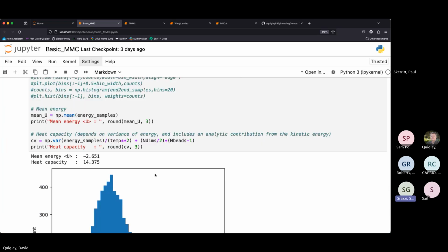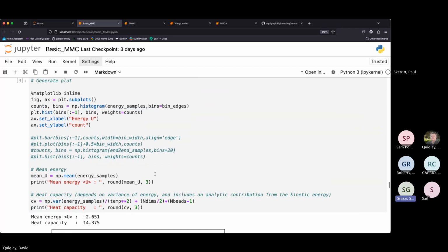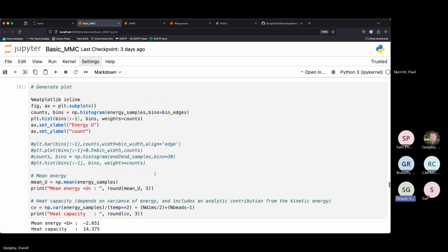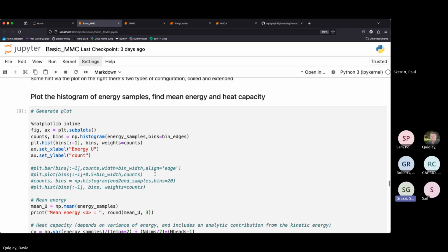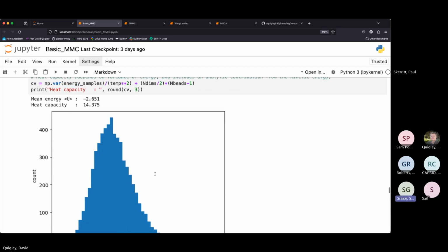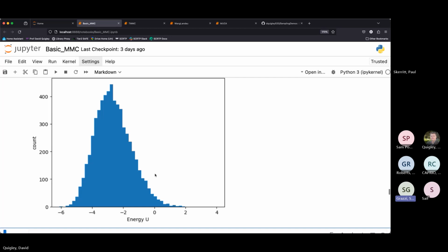Okay, so what might I want to calculate to characterize this system? I'm going to focus on three things. I'm going to focus on the energy histogram. This is the histogram of energy samples that I generated during that run that we just did live. Okay, fine. Doesn't look like there are any problems with that. The temperature is 0.4.